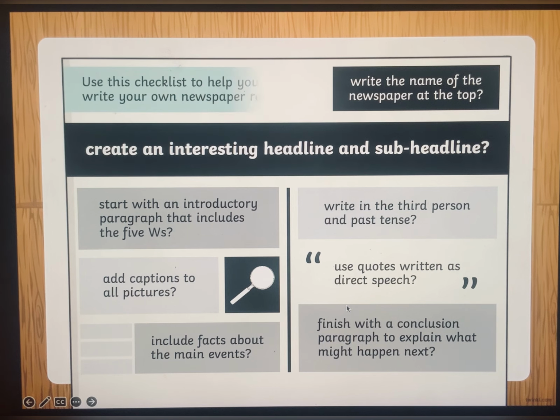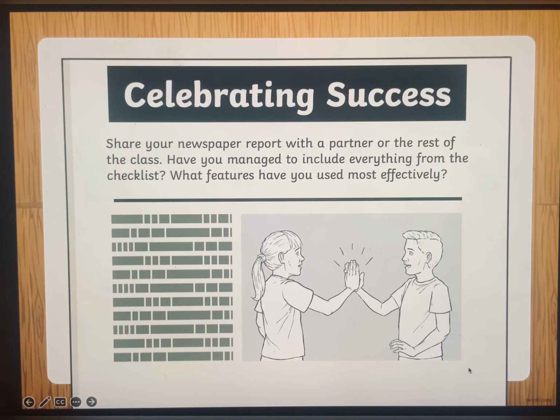Finish with a concluding paragraph to explain what might happen next. Isn't it? Like, she found the coin. What is going to happen? Is she going to be able to keep it with her, or is it going to go to the government? So finally, yay! My newspaper report is going to be shared with my partner or in my class. And we'll check that I have included everything. So kindly go through the checklist in case you want to reiterate or revisit your work.